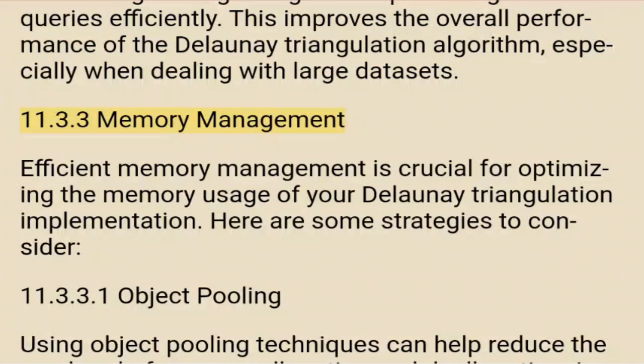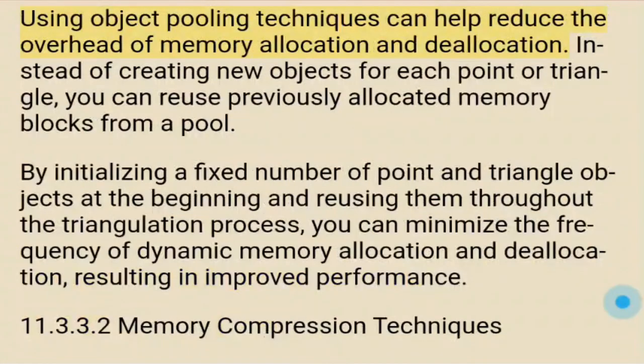11.3.3 Memory management. Efficient memory management is crucial for optimizing the memory usage of your Delaunay triangulation implementation. Here are some strategies to consider. 11.3.3.1 Object pooling. Using object pooling techniques can help reduce the overhead of memory allocation and deallocation. Instead of creating new objects for each point or triangle, you can reuse previously allocated memory blocks from a pool. By initializing a fixed number of point and triangle objects at the beginning and reusing them throughout the triangulation process, you can minimize the frequency of dynamic memory allocation and deallocation, resulting in improved performance.